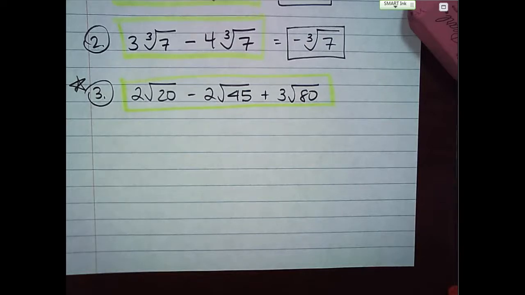Okay, it's asking me to add and subtract. You can't add and subtract unless you have like tails, right? Okay, and or like radicals, whatever you want to use. So why don't you practice simplifying those first? You're going to have to clean them up and see if I can put any together.